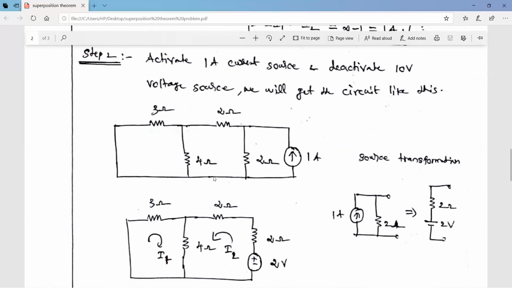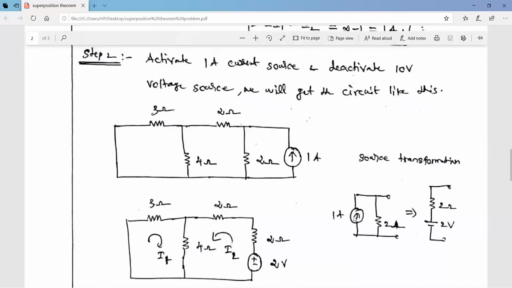If you want to solve the problem in mesh analysis, it is very easy when the diagram has voltage sources. Here one current source is there, with a resistance in parallel with it. So we may convert this current source in parallel with the 2 ohm resistor into a voltage source using the source transformation technique we discussed in the previous video.